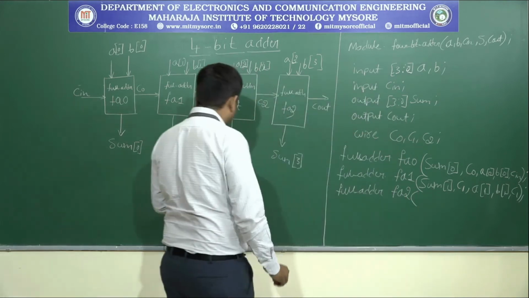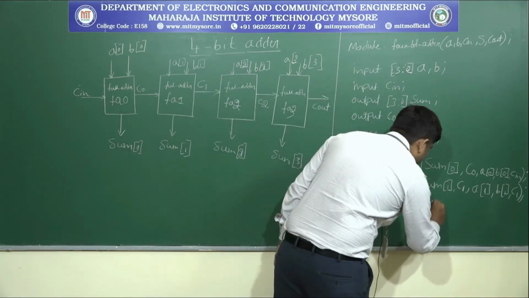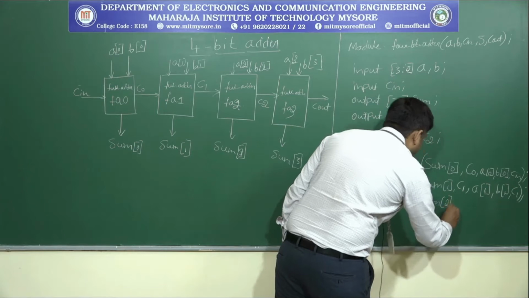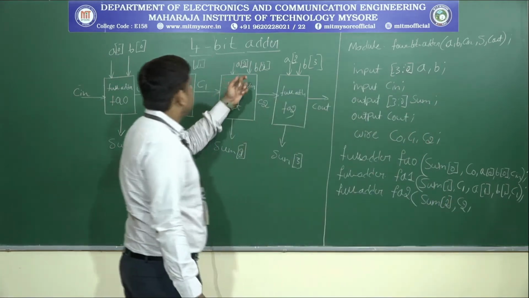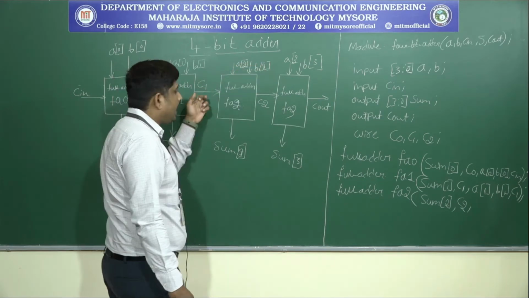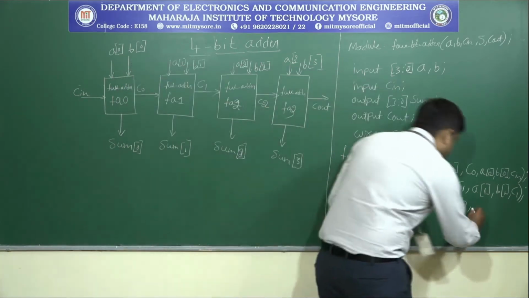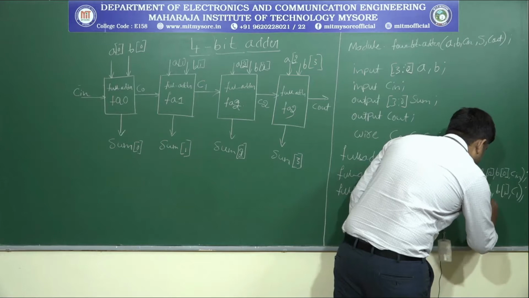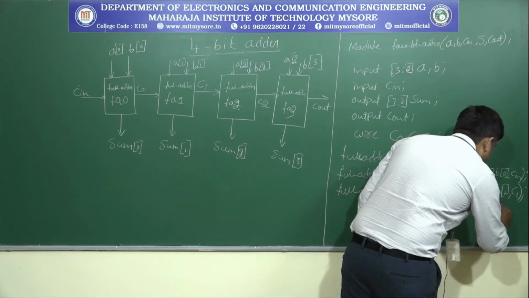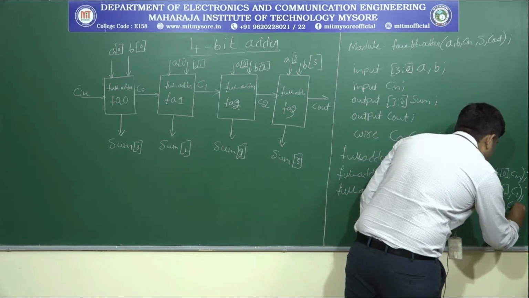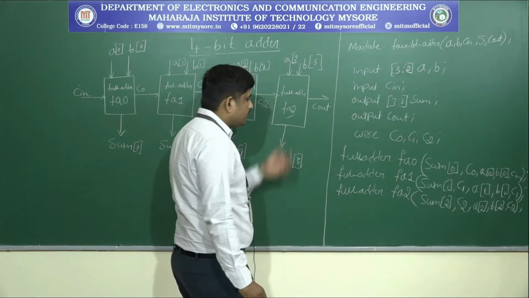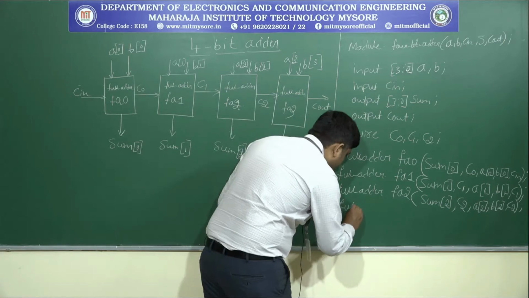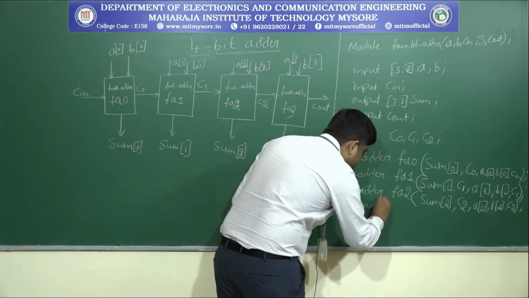Next we go to the third block, full underscore adder, that is FA2. What is the output here? Sum of 2 is an output, and C2 is one more output. What are the inputs here? A of 2, B of 2 and C1.